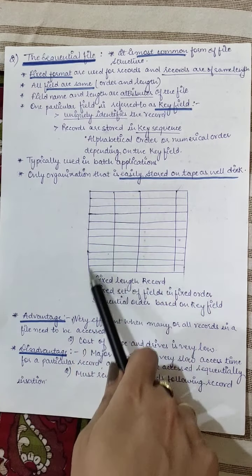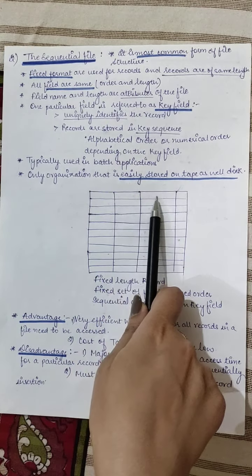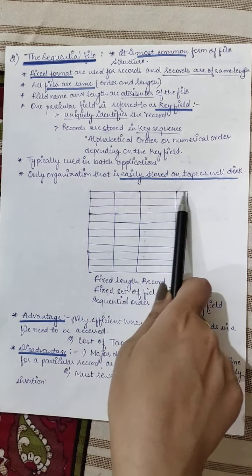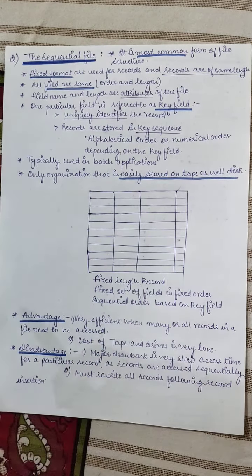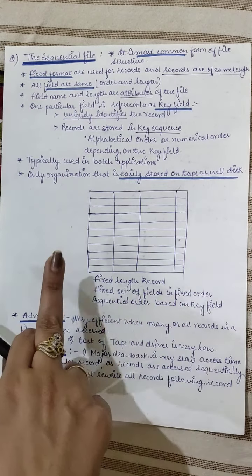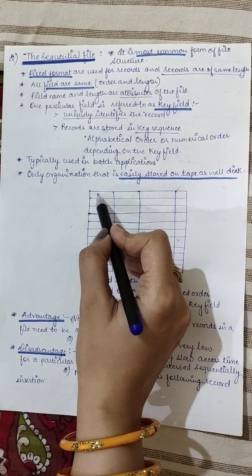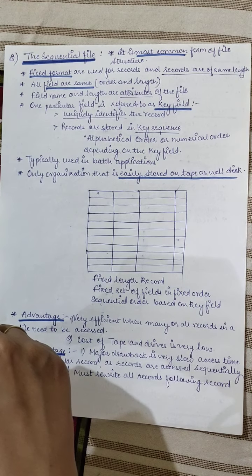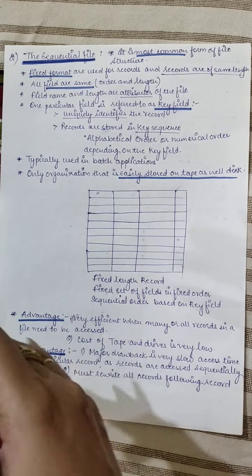And there is a fixed set of fields. There are 4 fields जिनके लिए इंफॉर्मेशन को स्टोर किया जा रहा है. And the length of the records is also fixed. So this shows the fixed length record, fixed set of fields in the fixed order. That means अगर A की एंट्री यहाँ हुई है तो वो यहीं रहेगी, B की एंट्री यहाँ हो रही है तो यहीं रहेगी. Sequential order based on the key field.